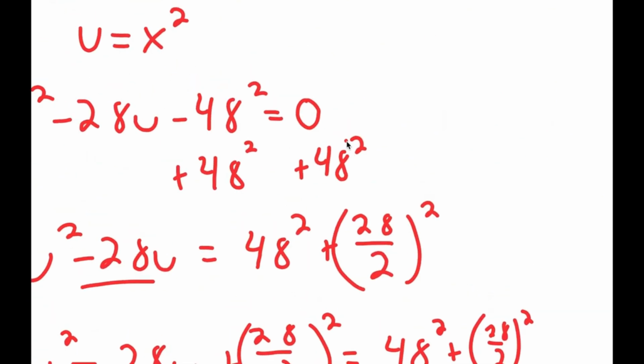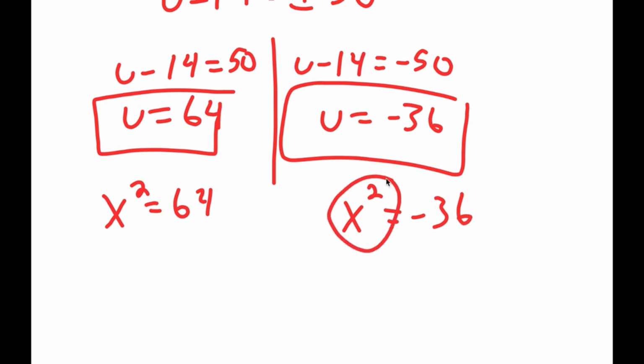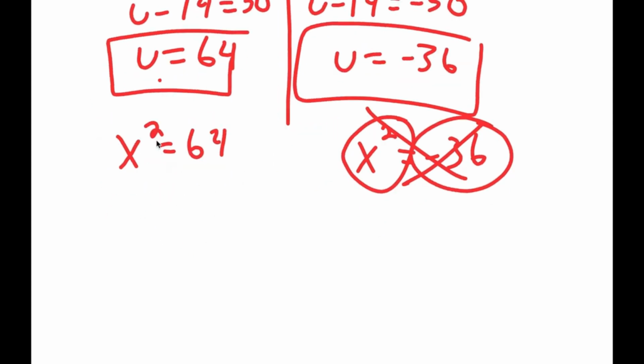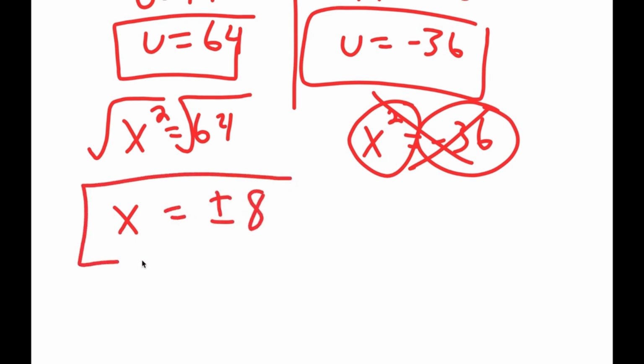Now remember how we let u equal x squared. So this means that x squared is equal to 64 and x squared is equal to negative 36. Well, we can't have a number squared equal to a negative number, so this is wrong, meaning that x squared equals 64 is my only proper equation, and if I take the square root on both sides, I get x is equal to positive or negative 8. So these are my two solutions to this problem.